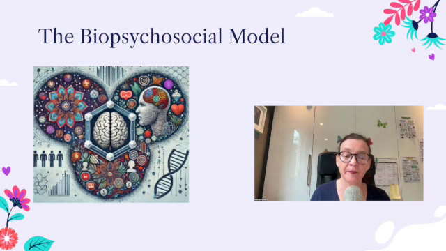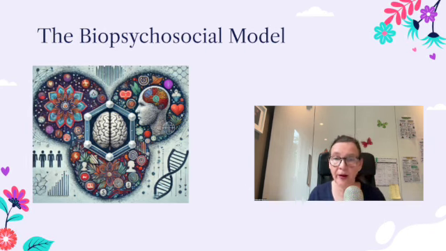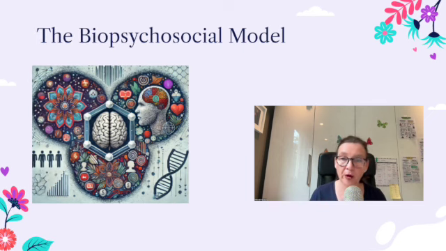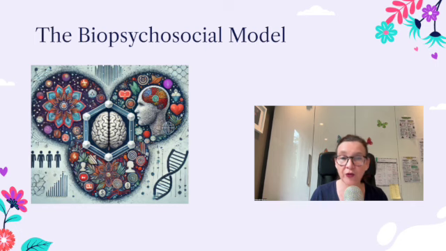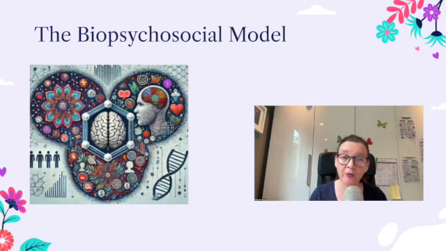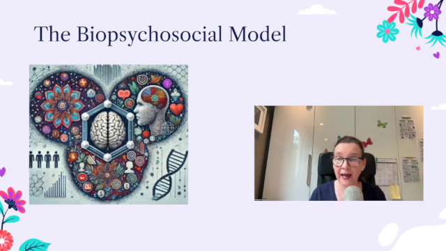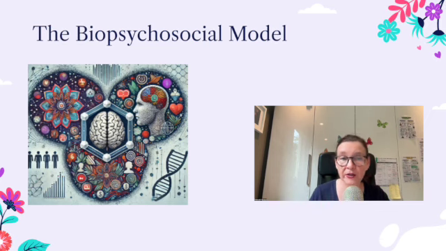So here's the key idea. Instead of looking at mental disorders from just one perspective, like biology or environment, this model combines multiple factors to get the full picture. Some of the influential thinkers for this model are George Engel. He developed the biopsychosocial model to bridge the gap between medical and psychological approaches. So now let's explore the three major components of this model.